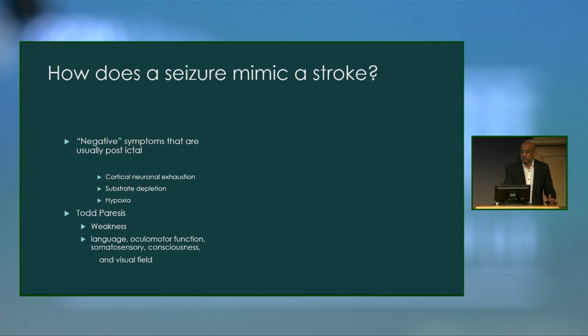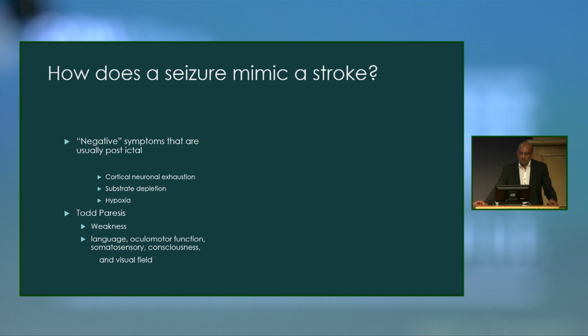So how does a seizure mimic a stroke? It's usually due to the negative symptoms that are associated with a seizure, and it's usually post-ictally. If we look at positive symptoms as being jerks or convulsions or tonic-clonic movements, by negative symptoms I refer to the paralysis or weakness that one notices post-seizure. This is due to cortical neuronal exhaustion, substrate depletion, or hypoxia. It's postulated that these are the causes.